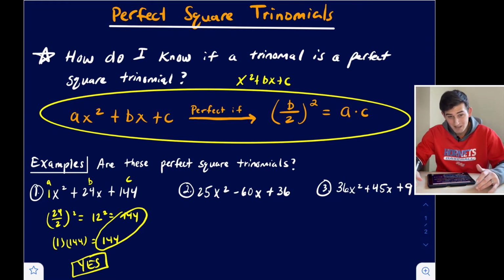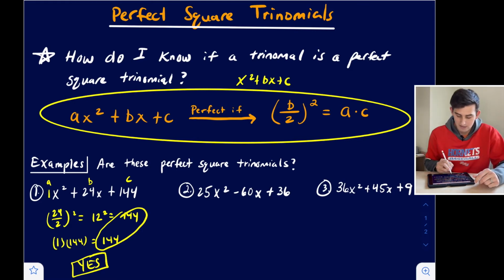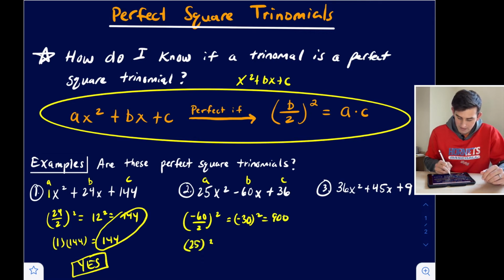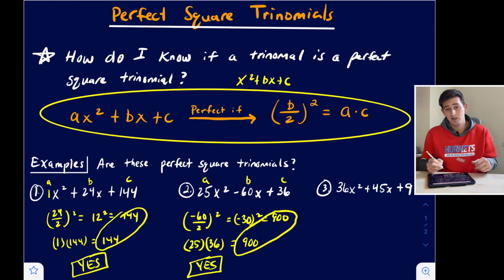All right, look at number 2. 25x squared minus 60x plus 36. So let's take negative 60. You could also just do 60 because we're going to end up squaring it, so it's going to be positive anyways. So let's take negative 60 divided by 2, and we'll square it. Just as a reminder, a is 25, b is negative 60, and c is 36. Okay, so now we get negative 30, and we square it, so we get 900. And now we want to do 25 times 36 because that's a times c, and we do in fact get 900. So since, once again, these two terms are equal, yes, number 2 also is a perfect square trinomial.